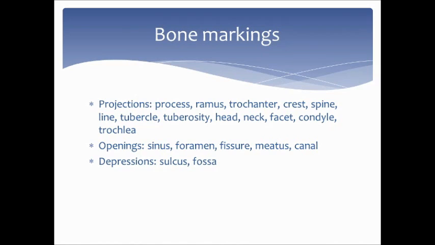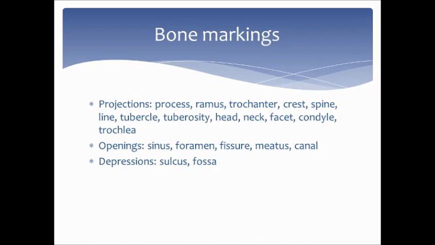A head is an expanded end of an epiphysis, like the femoral head. The neck is the connection between the epiphysis and the diaphysis. The facet is a small, flat, articular surface, things like the inferior and superior facets of the vertebrae. Condyles are smooth, rounded, and also articular surfaces, like our occipital condyles. And the trochlea is small, grooved, and also articular.